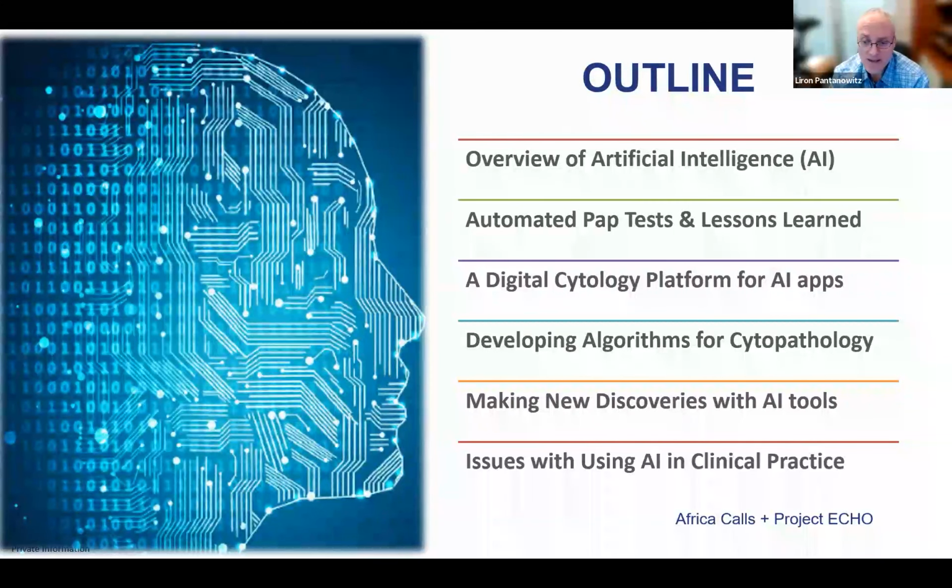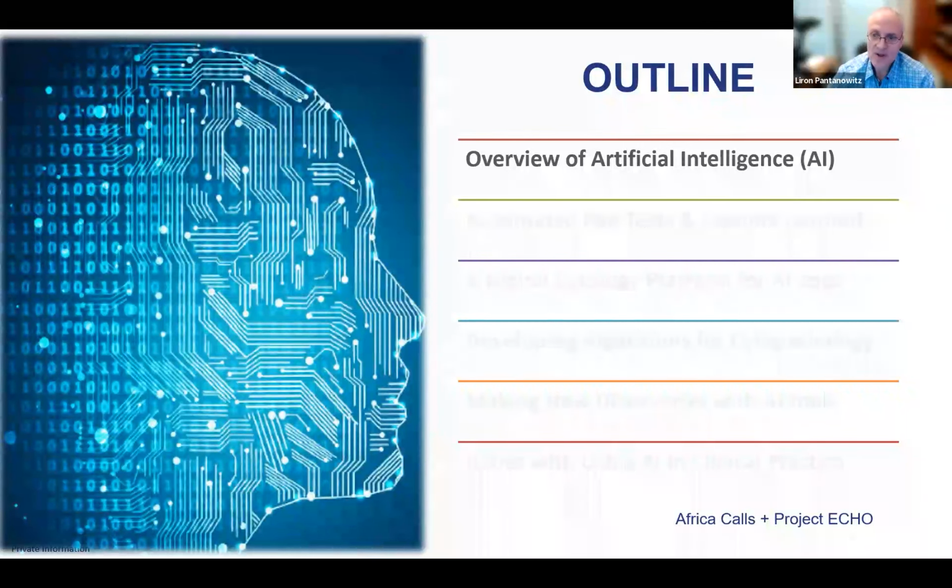Once you have AI, it's like a new microscope to discover the world, especially if you want to make discoveries in cytology. And I'll give you an example of how I use AI to do that. And then finally, we'll just talk about some practical things, trying to implement and put this into practice. So let's begin with an overview of artificial intelligence.